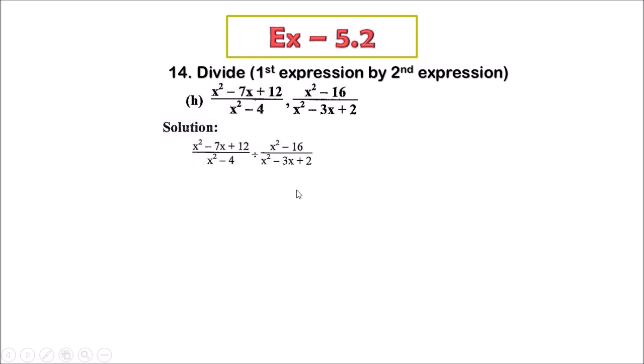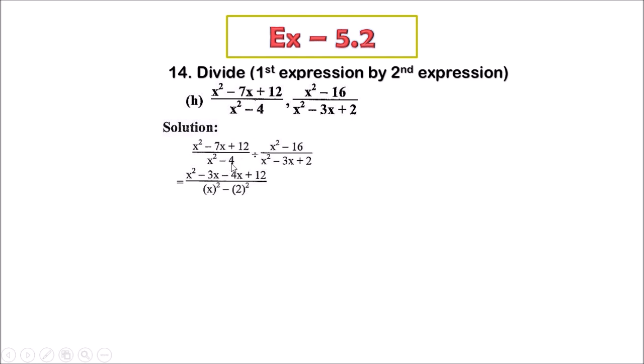Okay, the first one we can break using the middle term. Here it is minus 7x and plus 12. So 7x can be written as 3 and 4, whose sum is minus 7x and if you multiply them you will get 12. So minus 3 into minus 4 equals 12, and if you add them, you will get minus 7x. Similarly, here it is x square minus 4.